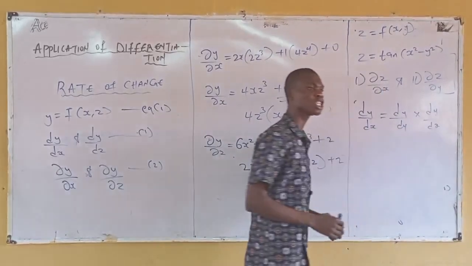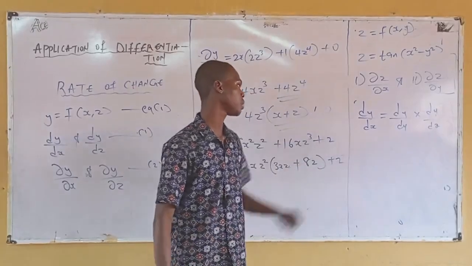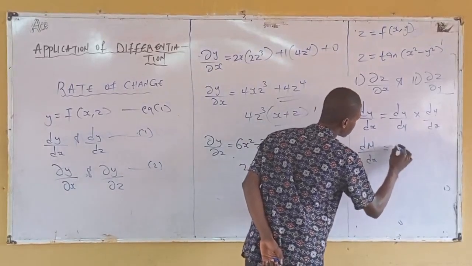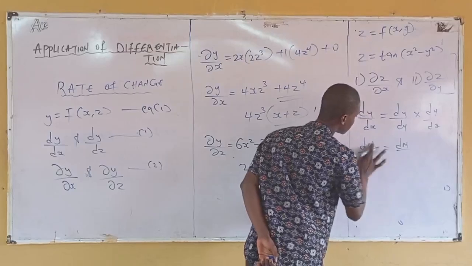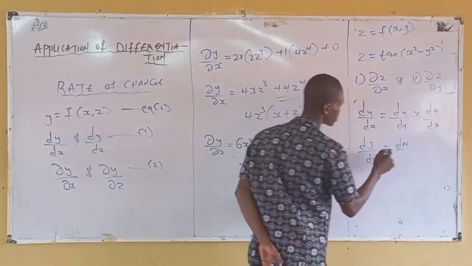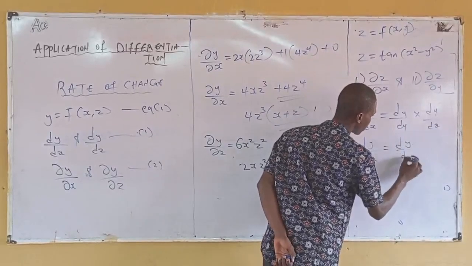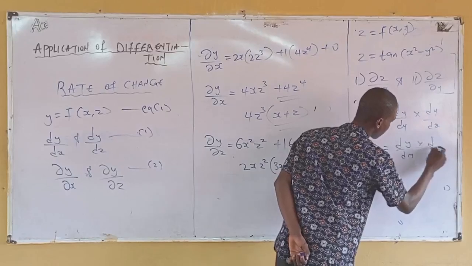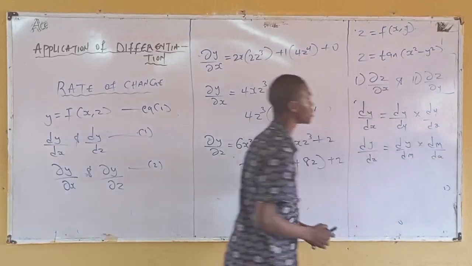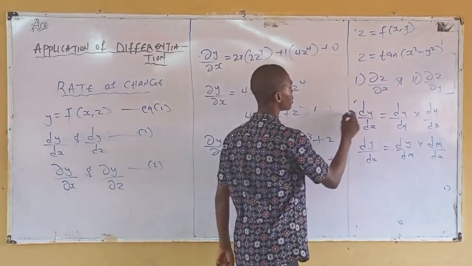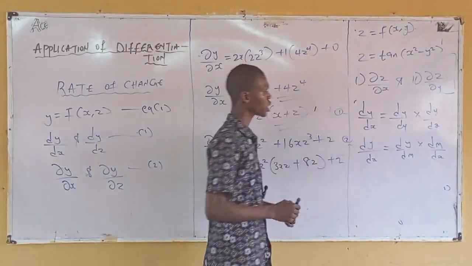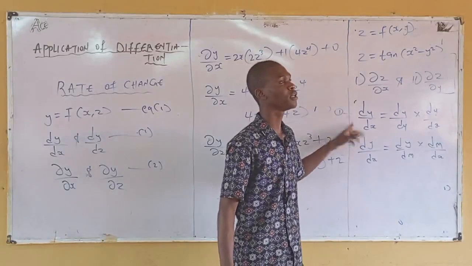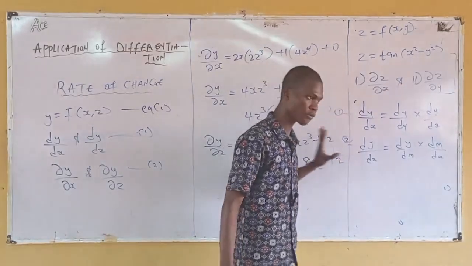Recall from algebra, let me do this before saying that. Let's say you have dy over dx is equals to dy over dm multiplied by dm over dx. Now check, let's call this one case 1 and this one case 2. Do you have any difference? Case 1 is the formula for chain rule. Case 2 is also the formula for chain rule.